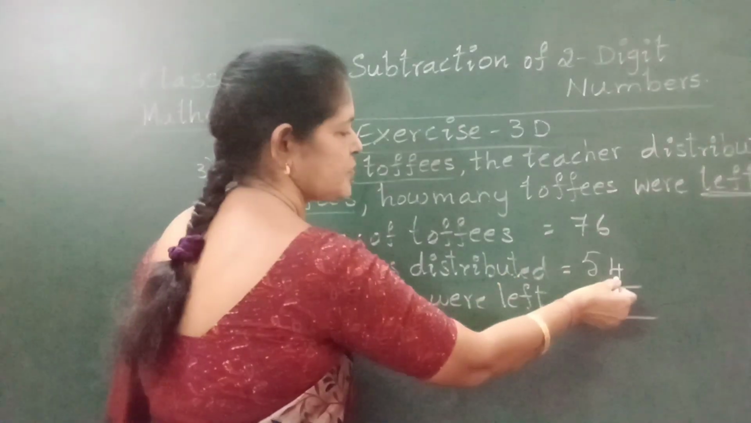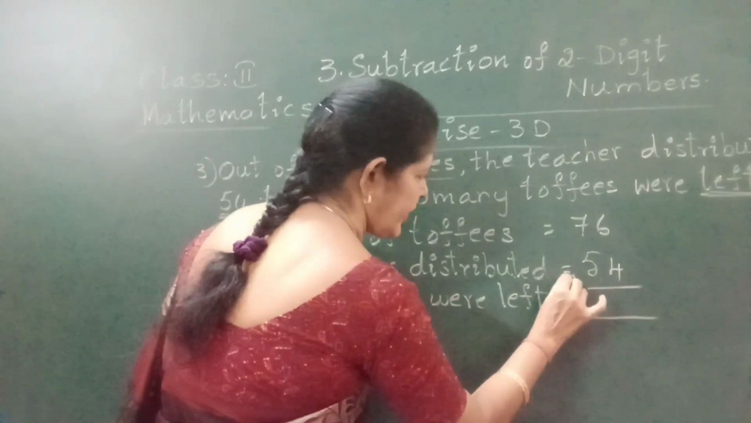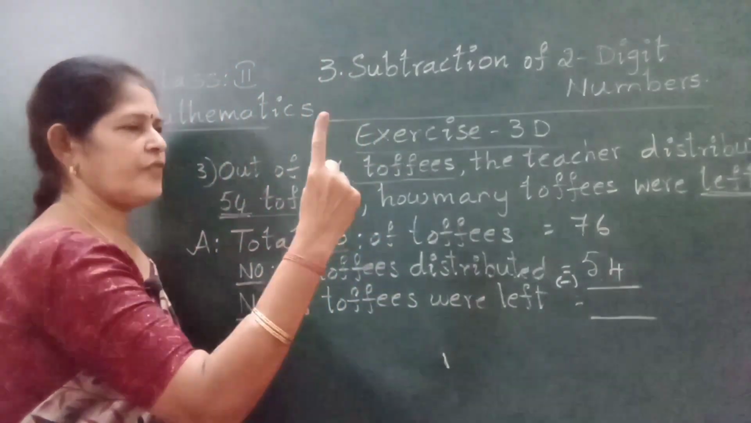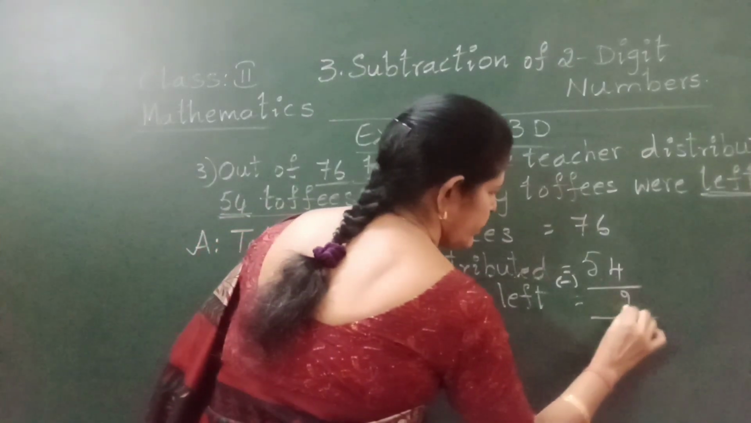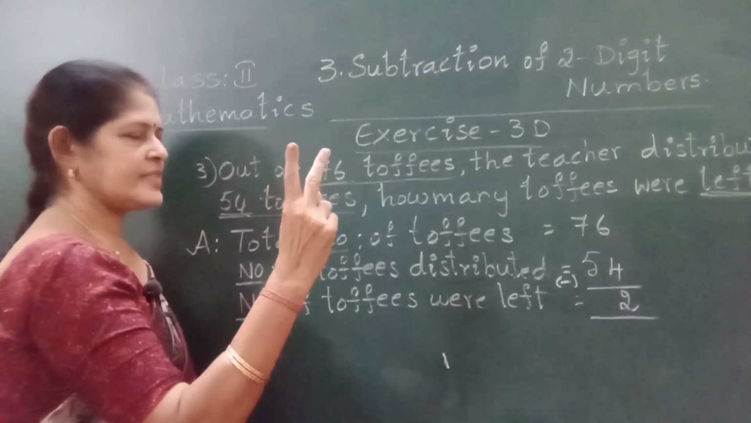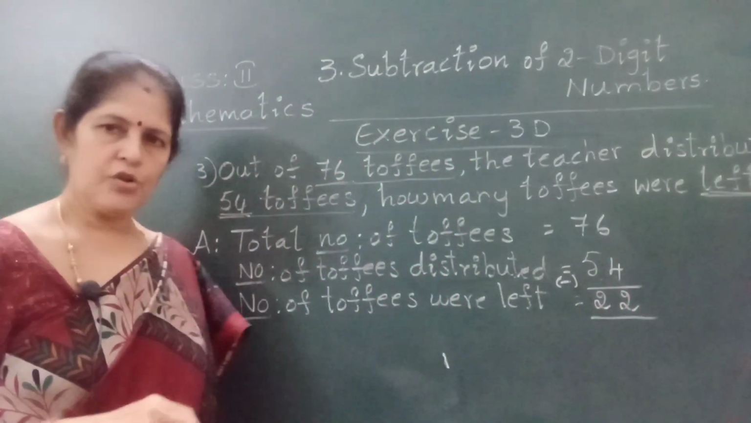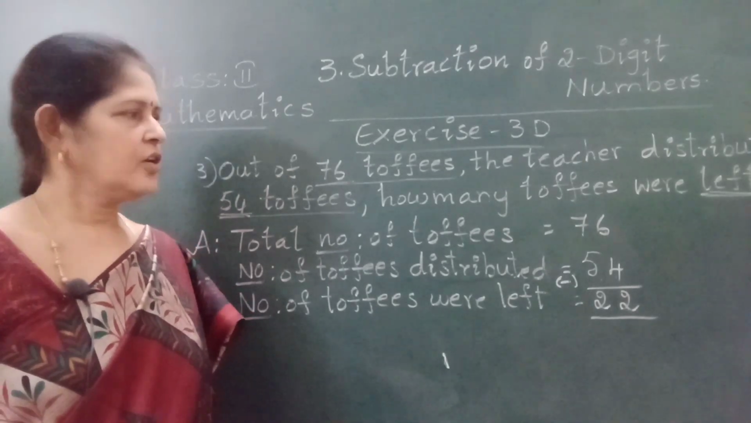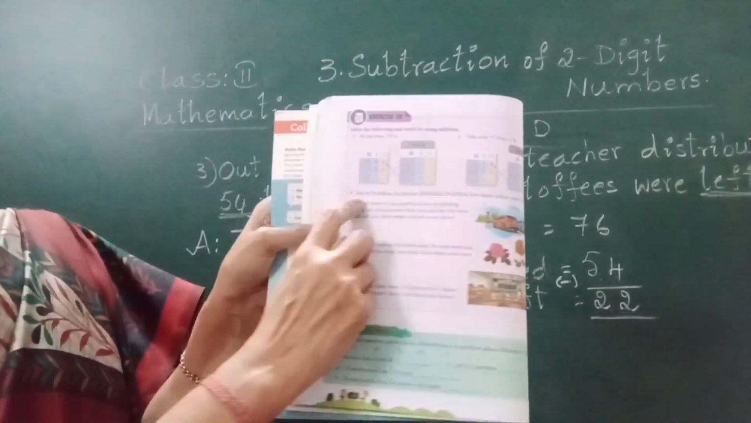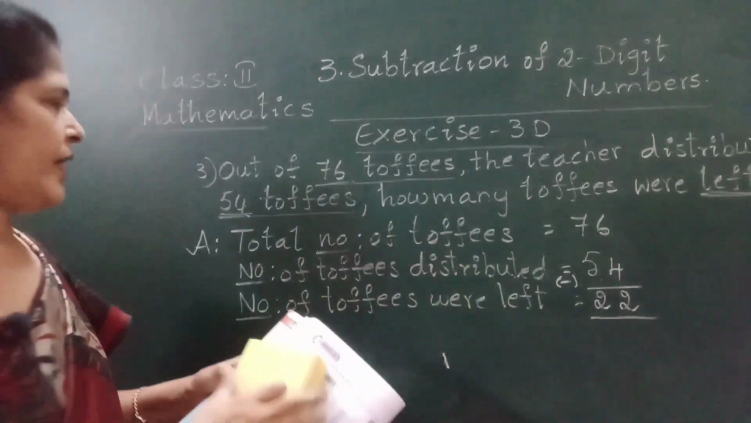Start from 1, 6 minus 4. Put the symbol minus. A bracket, a small bracket. Close fingers. 4 after 5, 6, 2. 10, 7 minus 5. Close fingers. 5 after 6, 7, 2. How many toffees are left? 22. This is exercise 3D, third sum. Okay? Next goes to the fourth one.